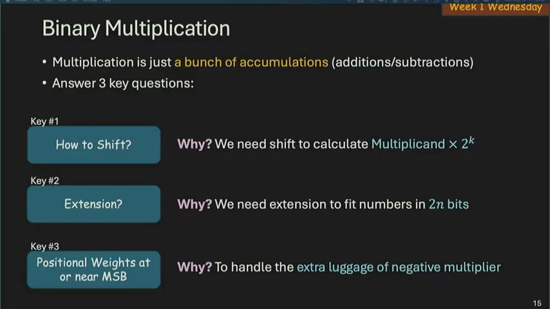And finally, we care about positional weight. Of course, that's how negative numbers are represented in 2's complement and 1's complement. By thinking about some actual luggage, some implicit luggage at the end of the number, or embedding that into the positional weight on the most significant bit to view it as a negative positional weight.